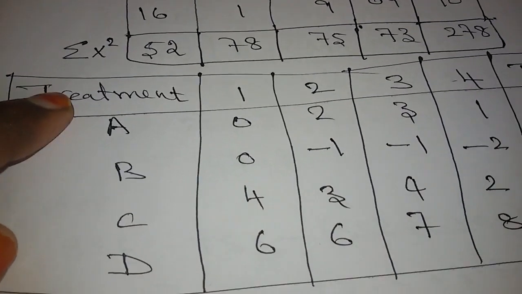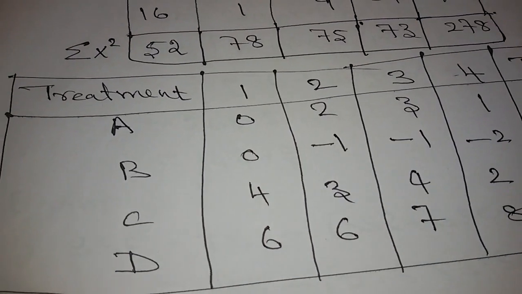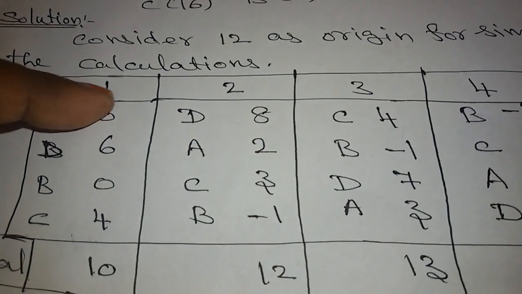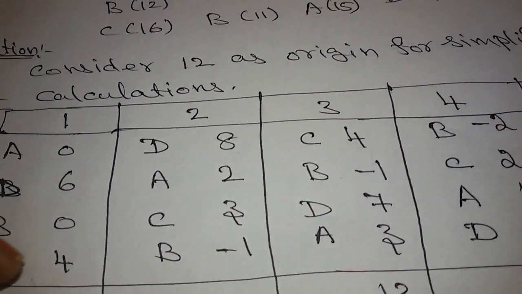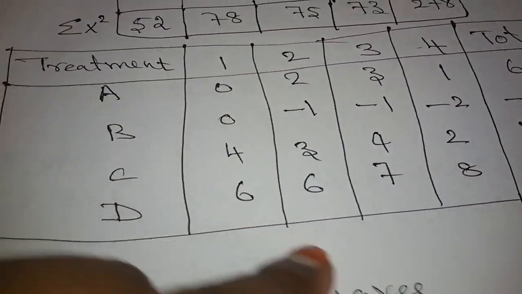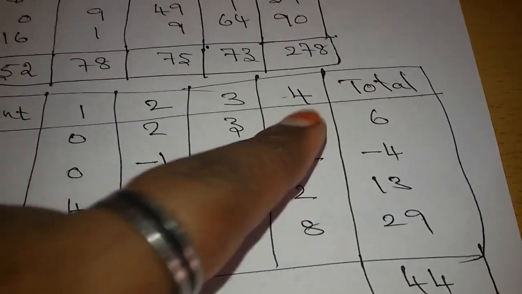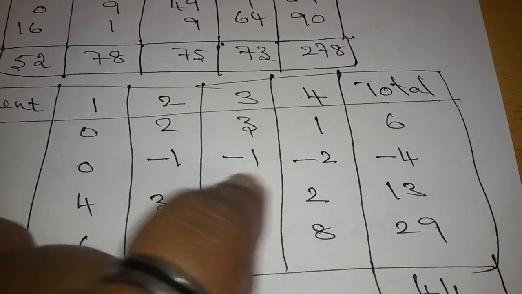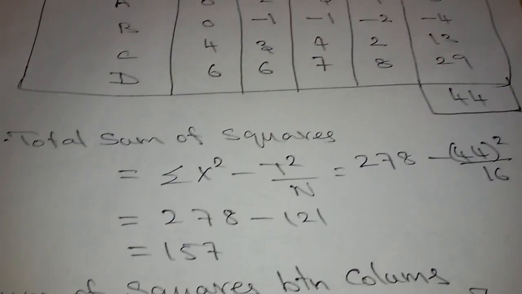Next, for treatments, when you are considering the treatment table, you have to arrange it in the order A, B, C, D. So in the initial table, A is 0, B is 0, C is 4, D is 6. So you write 0, 0, 4, 6. Similarly, each column you have to arrange in the order A, B, C, D, and then find the totals, only for rows. The sum of the total values is 44 here.